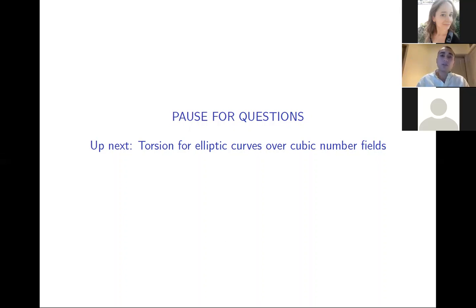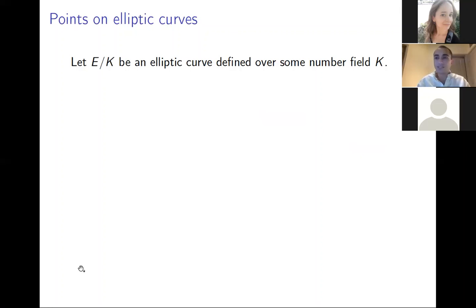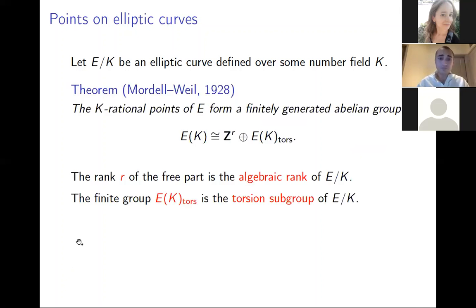Okay, so moving on to talk about some torsion for elliptic curves over cubic number fields. And this will be related to algebraic points on curves, as we're going to see shortly. As Hansen said, he gave a nice appetizer for this talk, so I'm going to recall some of the stuff that Hansen talked about. If you have an elliptic curve over a number field, the Mordell-Weil theorem says that the K-rational points form a finitely generated abelian group. r is going to be the algebraic rank, and E(K)_tors will be the torsion subgroup of the elliptic curve.